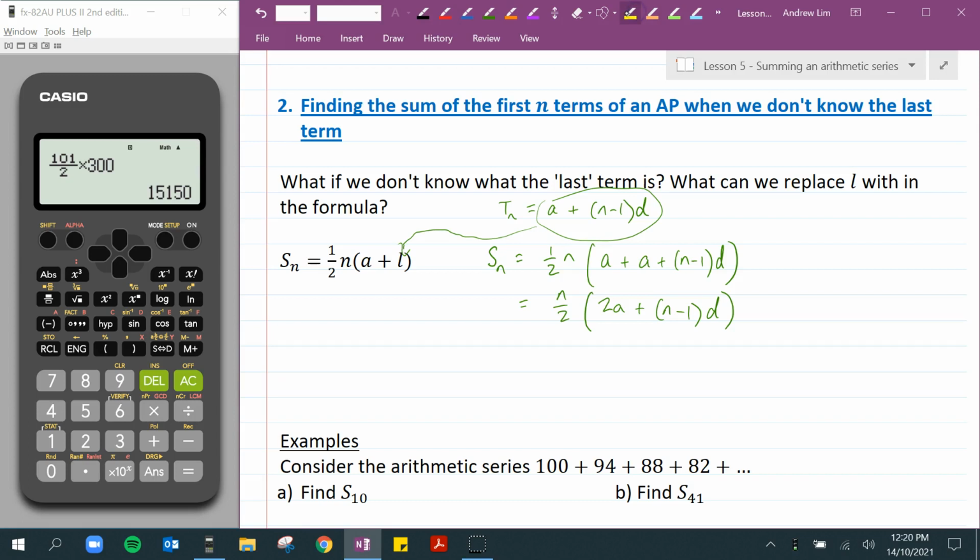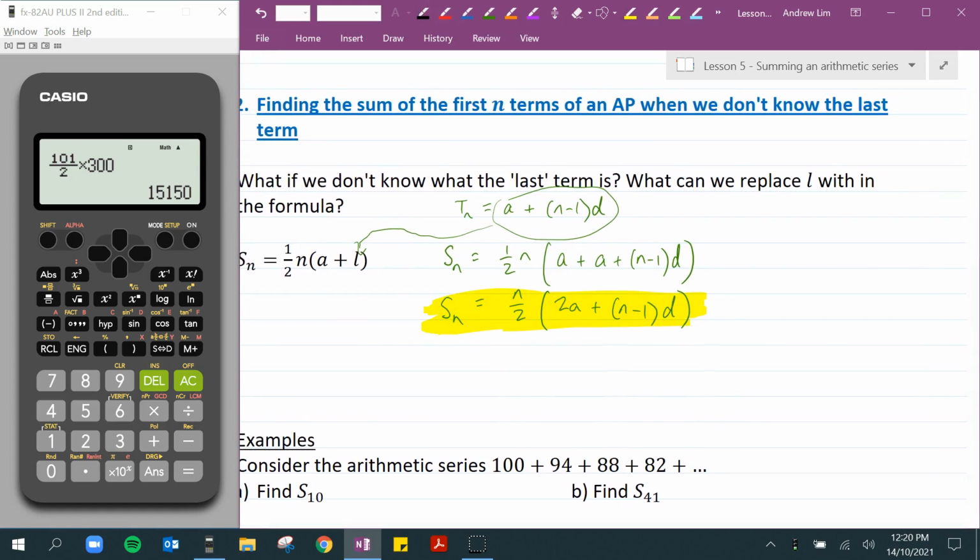Now, this formula is also in your reference sheet. I might just write the sum of the first n terms here. So please make sure you know how to use this as well. If we are not given the last term, but instead we are given the common difference, then this is what we use. So I'm just going to write this note down. Please copy this down.